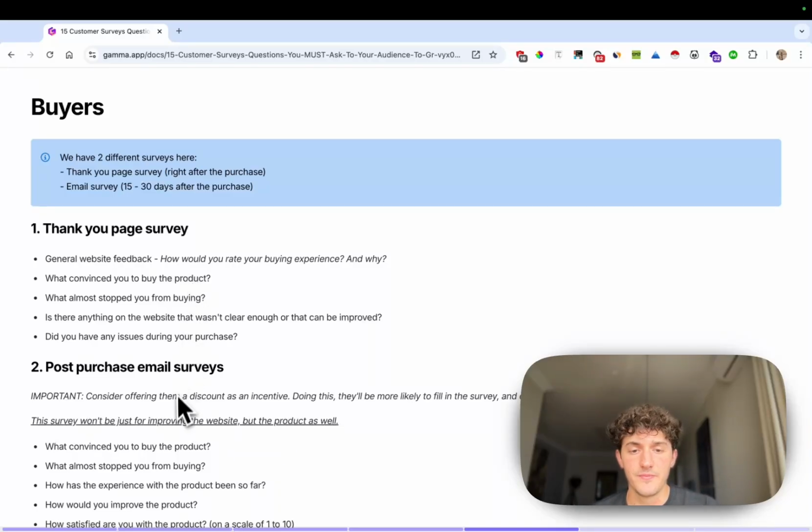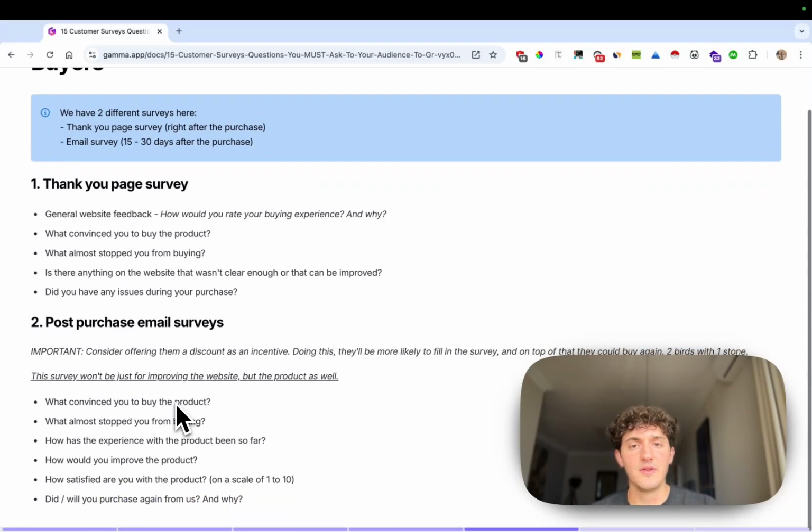Post-purchase email surveys. Again, for this, you want to offer them a discount so they are more likely to fill in the survey, and they are also more likely to come back to you and buy something else from your website. So these surveys won't be just for improving the website, but the product as well. So consider this: you are sending these emails and these surveys roughly 2 weeks or a month after the purchase, so people will have used your product and they will have feedback about the product that they can share with you. So here you're gonna ask them the same questions.